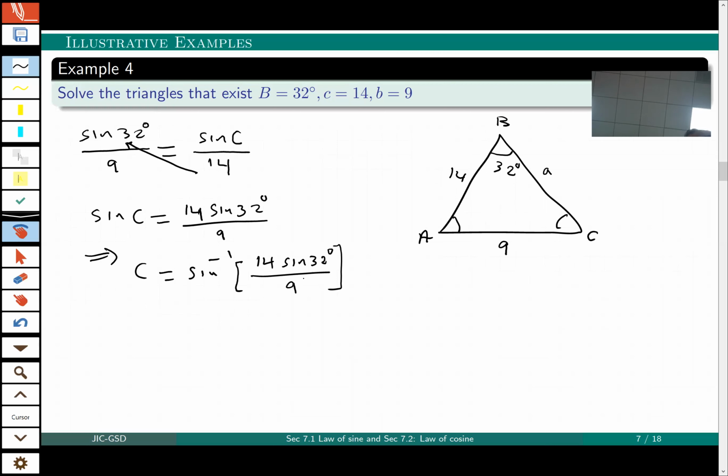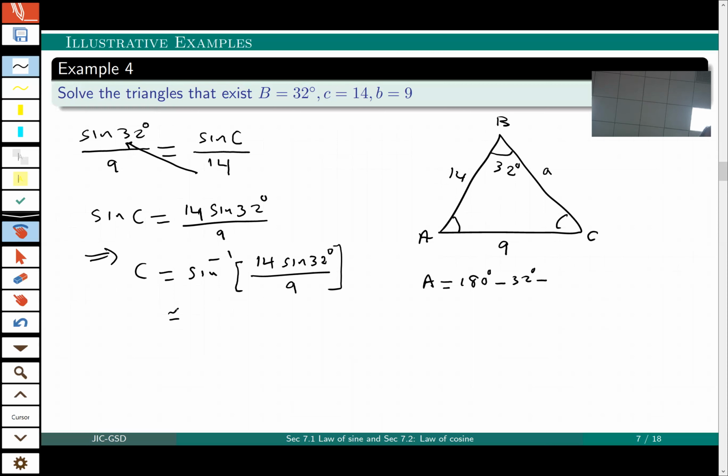Now, if I get C, I can find A. So A will be equal to 180 minus 32 minus C. I will use the calculator now, but in the exam, if he wants you to find it, he needs to give you a famous angle, or he could ask only to find sine C, not all the triangle. Anyway, it is shift sine.